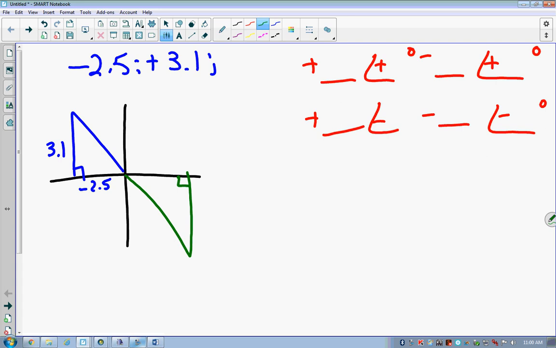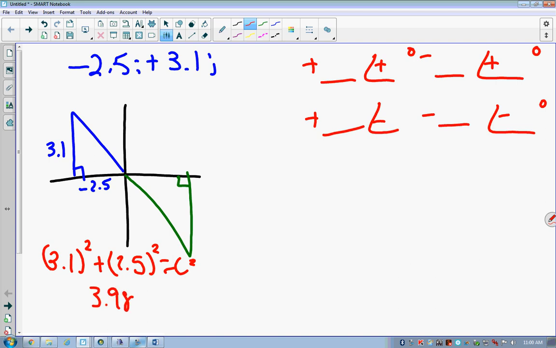Really, I'm only concerned with the hypotenuse at this point. How do I find the hypotenuse? I know the Pythagorean theorem. Tell me what numbers and where to put them. 3.1 squared plus 2.5 squared. Even if you use negative 2.5, it won't change the answer. Equals c squared. What do you get for your hypotenuse?